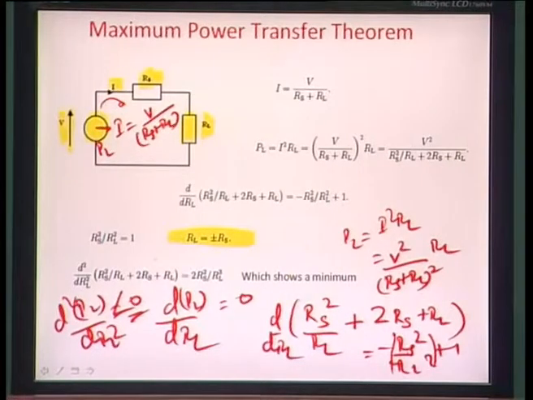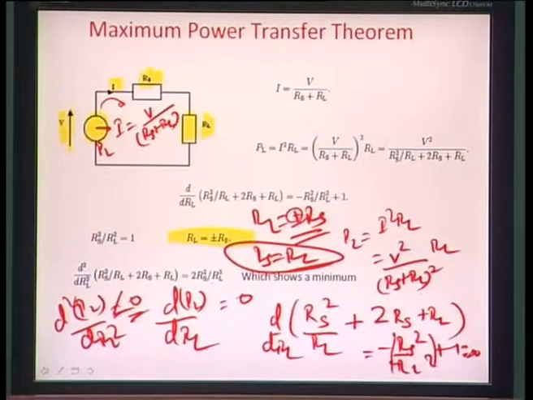So, the only condition, if this is equal to 0, to meet the maximum power is that RL should of course be equal to plus or minus RS. Resistance being always positive, you have to make the source resistance equal to the load resistance for this power to be transferred in a maximum way from the power source to RL.